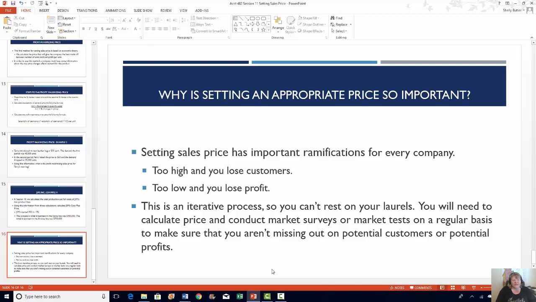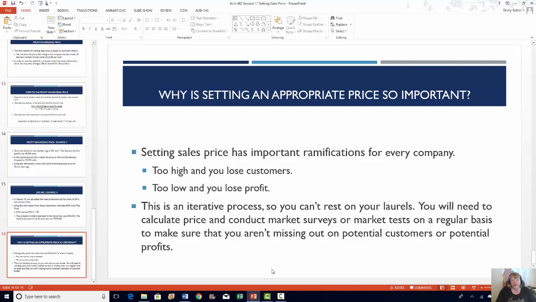And it's also an iterative process. Once you get the price set, you can't just leave it there and call it good. You have to monitor the cost of the direct materials. You have to monitor the cost of the direct labor. You have to make sure your overhead costs are still the same. And then you have to make sure that the market is still purchasing your item at that price.